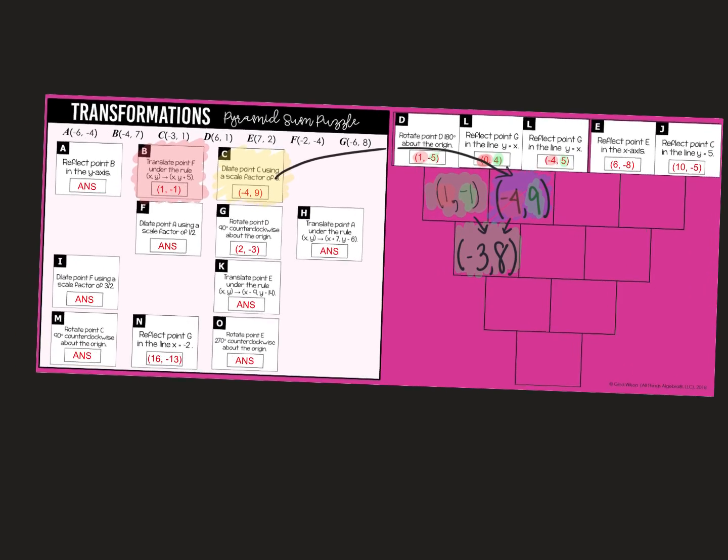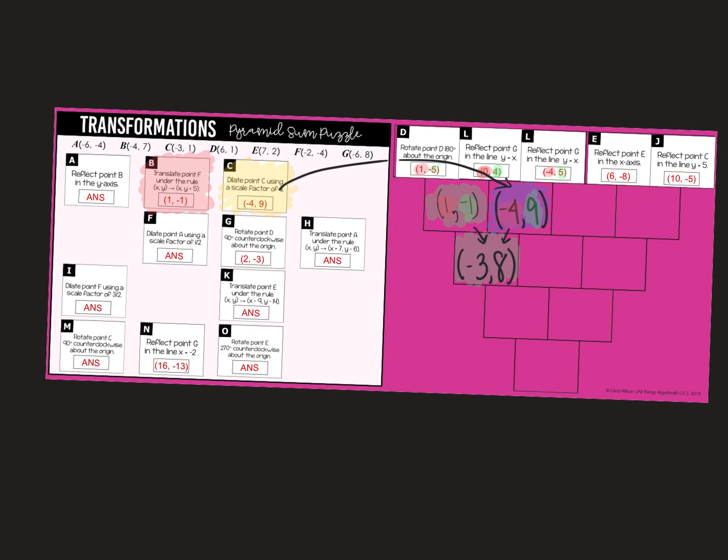So hopefully that helps a little bit with the directions here. Then go ahead and just spend the rest of the class period working on this sum puzzle.